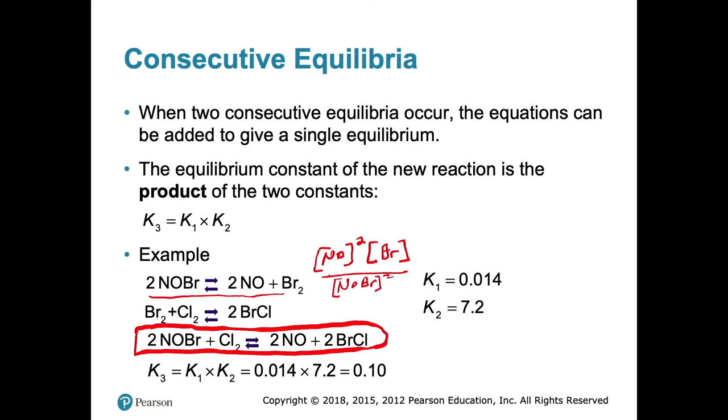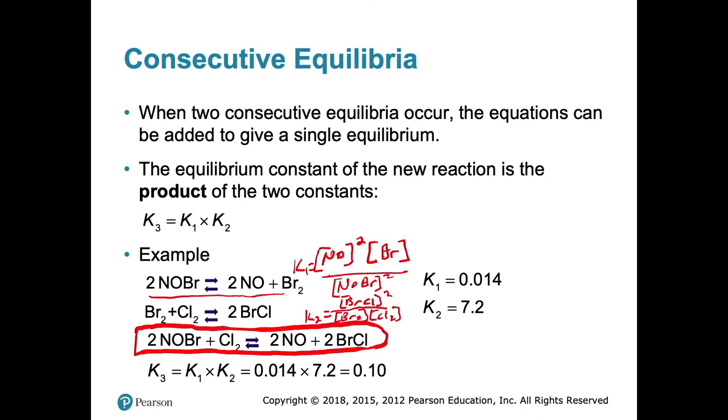And then for the other one, it's going to be the BrCl squared divided by Br2 inside of the brackets, and then Cl2 inside of the brackets. I'm saying it slow because my pen's acting slow for some reason right now. So this was K1 equals, and this one down here was K2 equals.